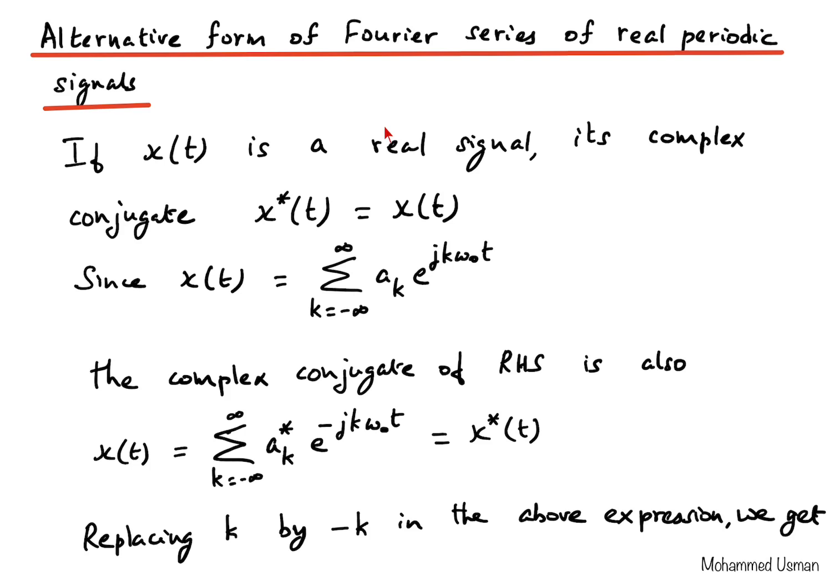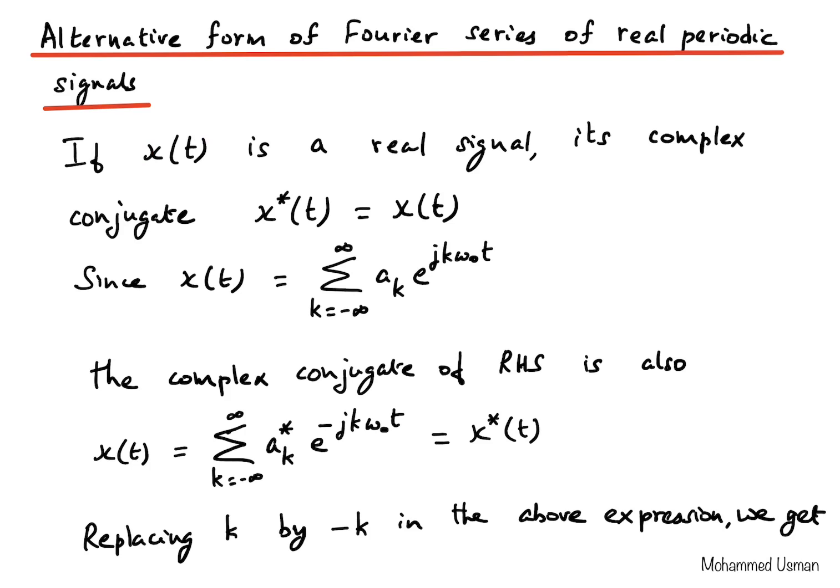So for a real signal, the complex conjugate is the same as the original signal, right? For example, if we have a plus jb, the complex conjugate is a minus jb. So when b is 0, a plus jb is simply a, and a minus jb is also a. So for the real signal, the complex conjugate x star of t, that denotes the conjugate of the signal x of t, is equal to the original signal x of t itself.